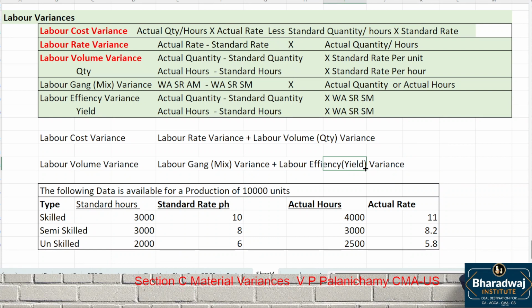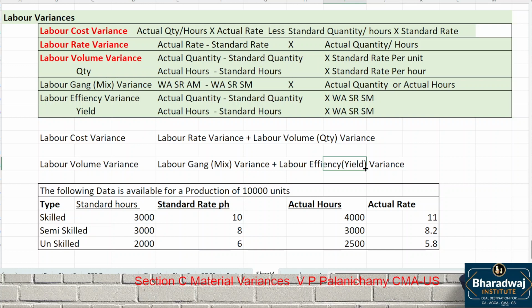Tomorrow, or in the next session, what we are going to do is work out overhead variances. Labor variances only this much. We'll work out overhead variances, that is variable overhead and fixed overhead variances. Then sales variances. Thereafter, overall variances reporting. With that, section C is over.